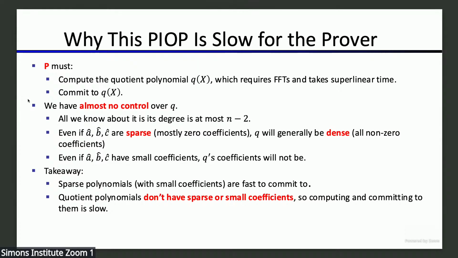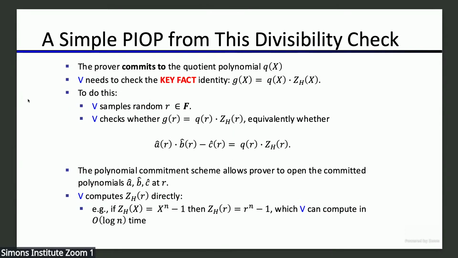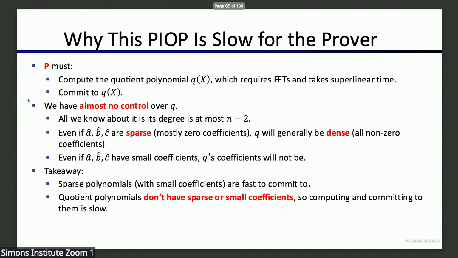And in particular, if A, B, and C were sparse, so they're mostly 0, or they only involve small values, Q is not going to be sparse. Q is not going to only involve small values. That means Q is pretty slow to commit to. It could be an order of magnitude slower to commit to than something that only had small values, and the sparsity could be an even bigger deal, depending on how sparse.